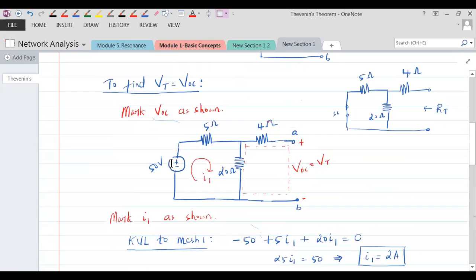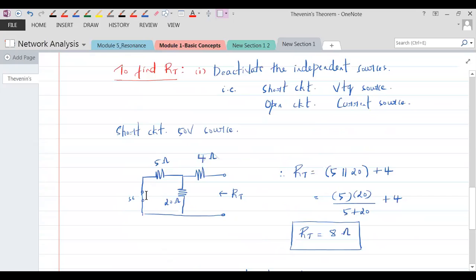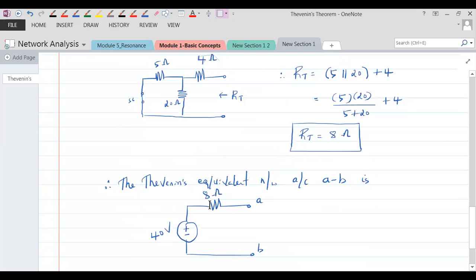Since there is a voltage source, we have short circuited that voltage source. That's why I've written SC here. You can write this or you can just leave that, not a problem. Then find out the equivalent resistance after deactivating the independent sources. And that is your Thevenin's resistance. And after finding out your VOC and RT, we have your Thevenin's equivalent network. I hope everybody understands this part. Is this okay with you? Let's go with another problem.